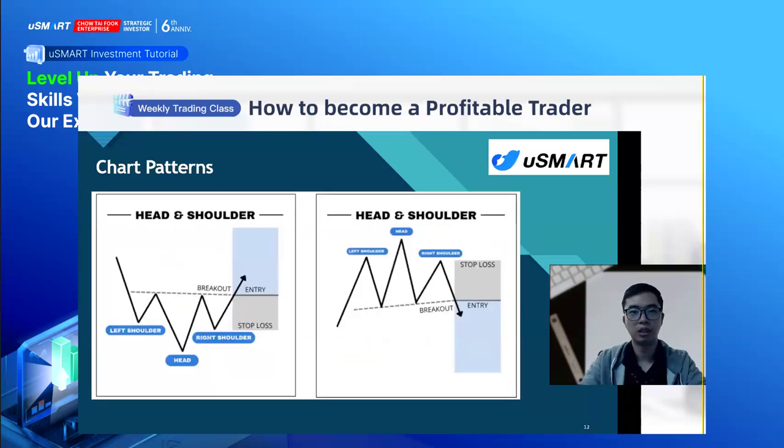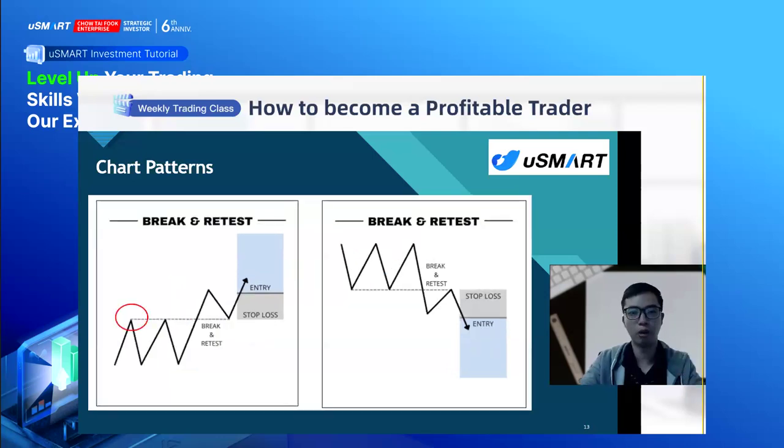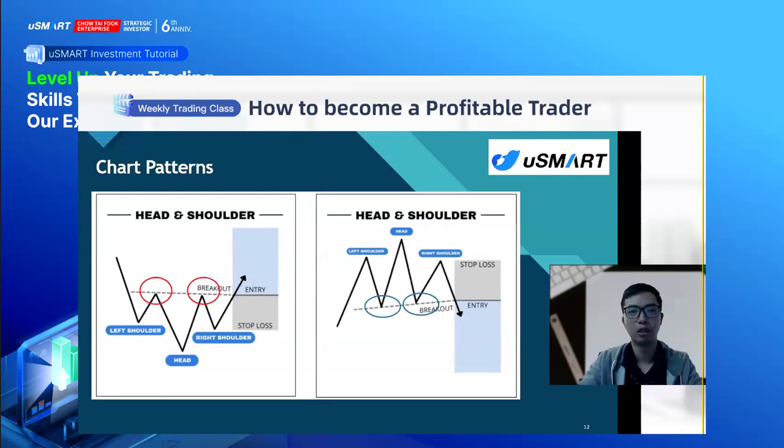Some people also use the head and shoulders pattern, and this is how we do an entry. Because in head and shoulders, we can also see there is a resistance and there is also support, and when we break out of the support or resistance, we make an entry. So our cutoff will be below the support or resistance. So it's not that hard, right?